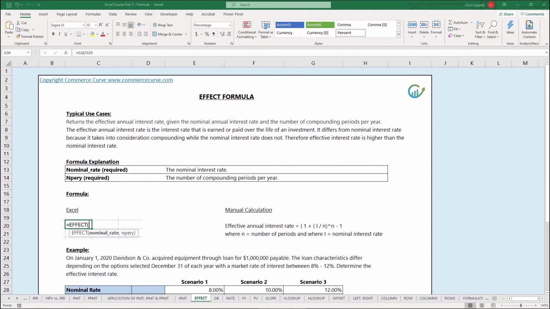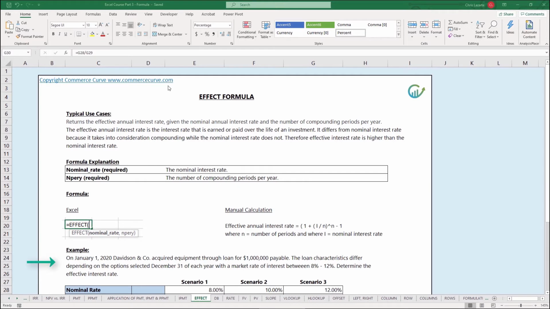We can also calculate the effective annual interest rate manually if we wanted to outside of Excel, and that would be equal to (1 plus i divided by n) to the power of n, minus 1. And n is the number of periods. For instance, if there's 12 months and it's just a 1-year loan, then the number of periods would be 12, and i is the nominal interest rate. So what's the interest rate under the loan?